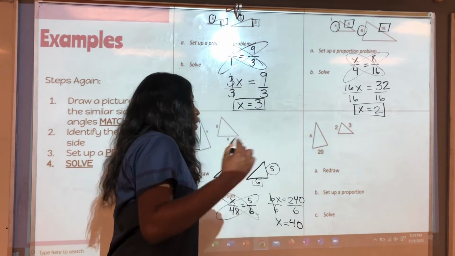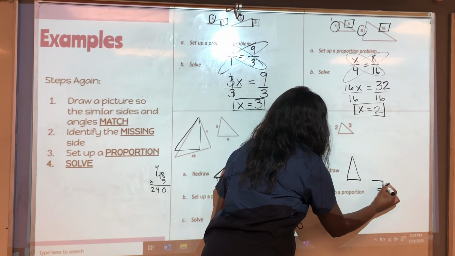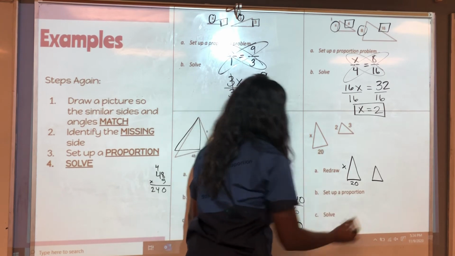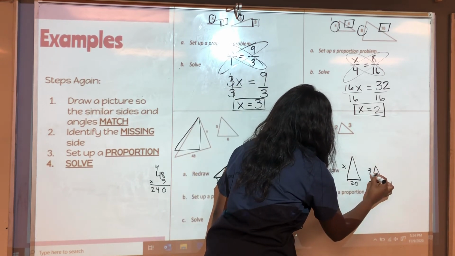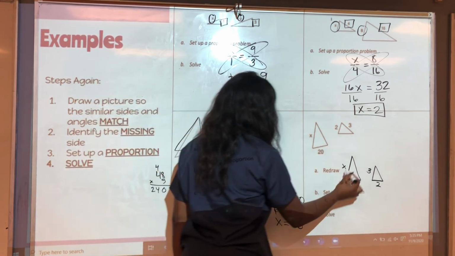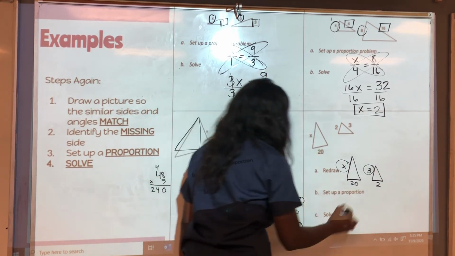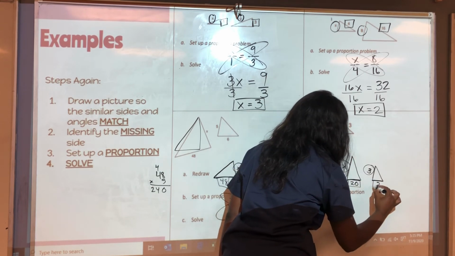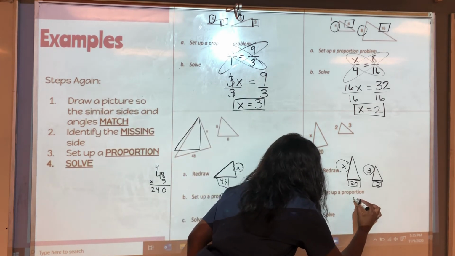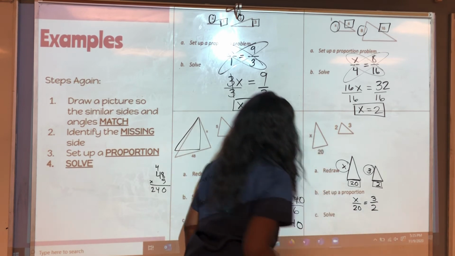Okay? Again, I'm going to have to redraw these shapes. So I'm going to make them both stand up on their flat side. My 20 is going to stay at the bottom and x is going to go to the left. And it looks like 2 is at the bottom and 3 would be to the left. Now that I've redrawn them, I have to figure out the missing side. So I need to figure out what x is. Well, x and 3 match up with each other. And then 20 and 2 match up with each other. So now I can set up my proportion. X over 20 is going to equal 3 over 2.